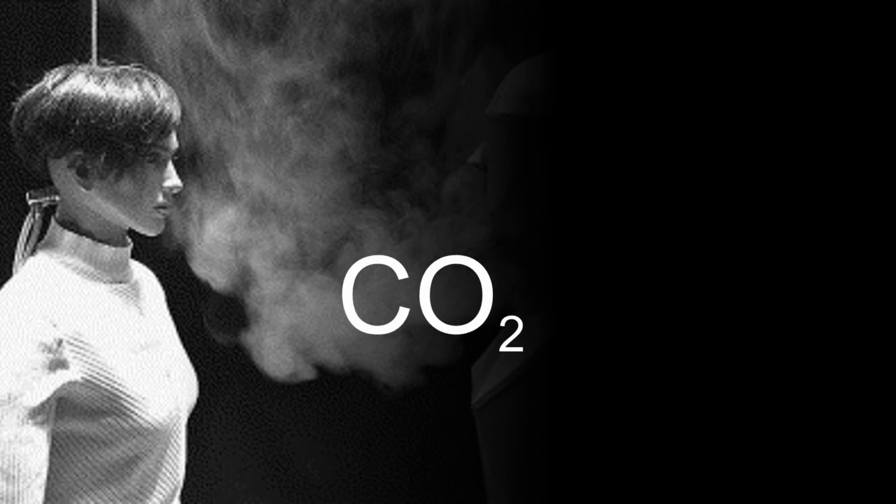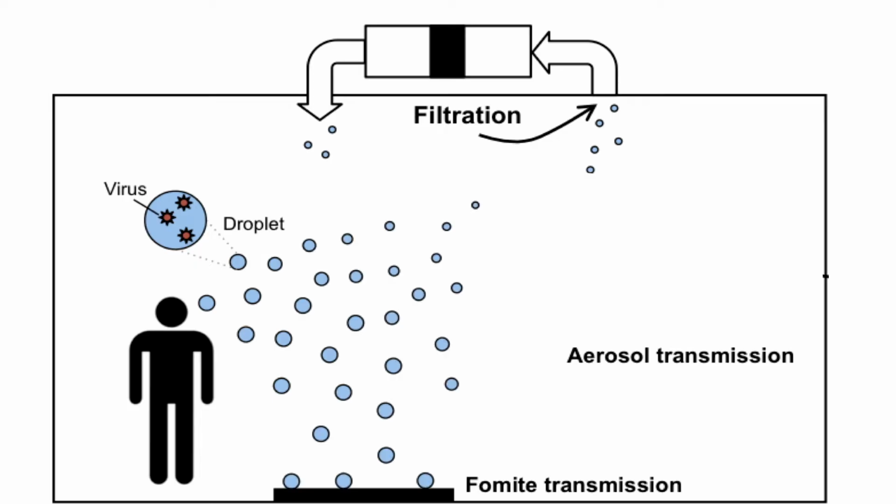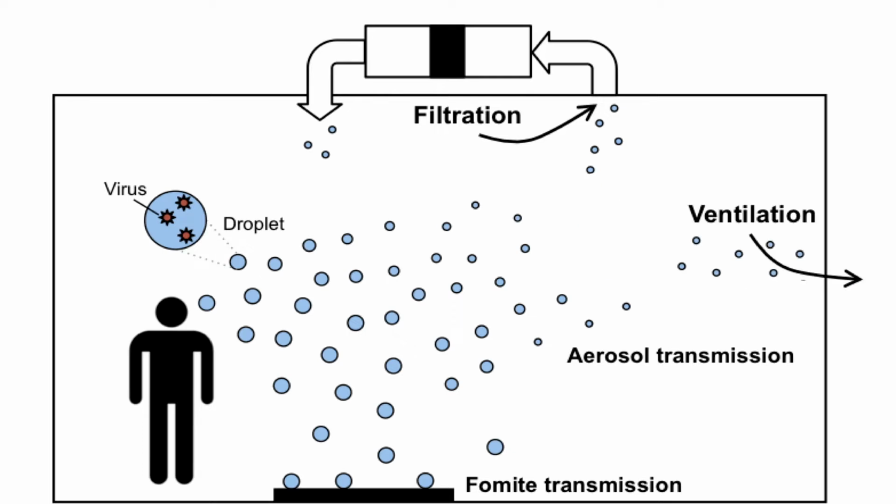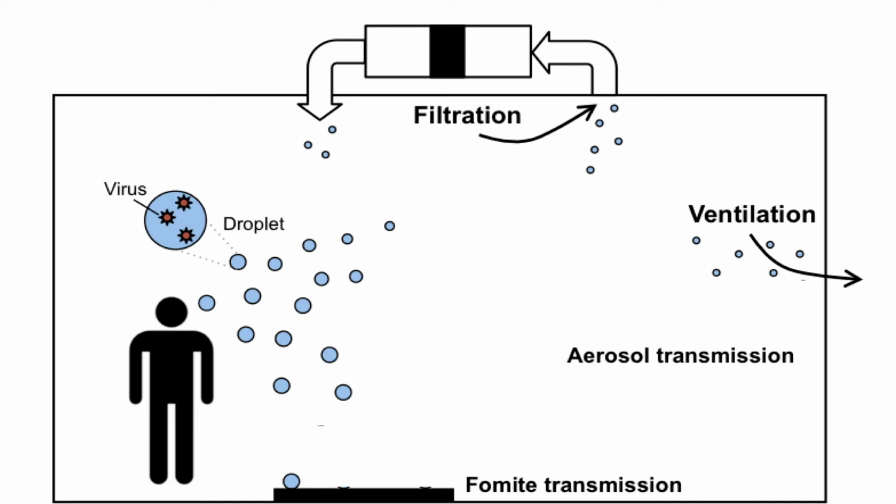How do we monitor the concentration of infectious aerosols? The answer can be found in carbon dioxide. In a normal room, human breaths are the only source of carbon dioxide. The longer the time of stay, the more carbon dioxide is generated. On the other hand, the ventilation system can take carbon dioxide outside the room.